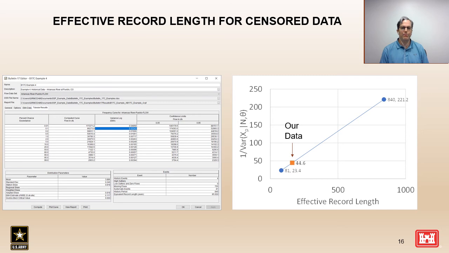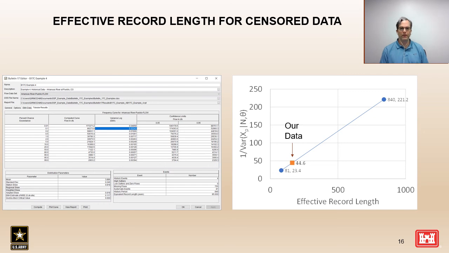We can then estimate points on either side of our data set using systematic data. So in this example, on the right-hand side, we assume a systematic data set of 81 years, which is equal to the number of systematic data in our data set. We assume it has the same parameters, the same mean, standard deviation, and skew as our computed frequency curve. And we run that through an analysis to get the quantile variance. The inverse quantile variance for that point is 23.4.